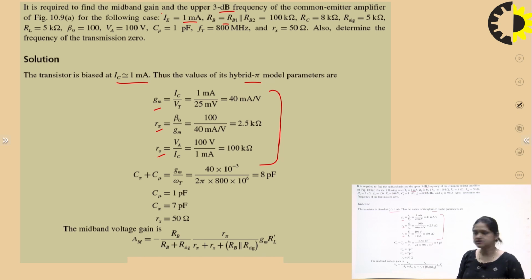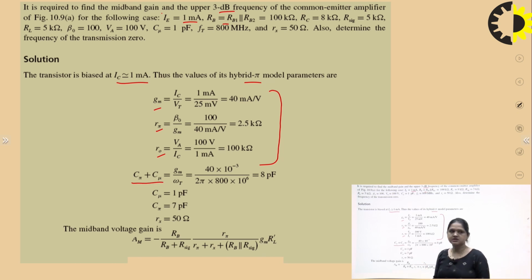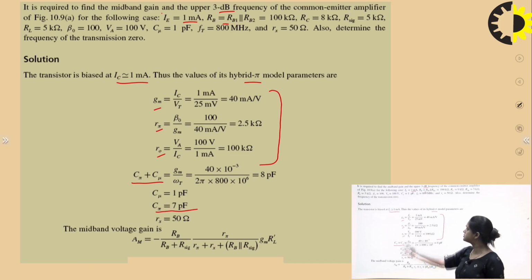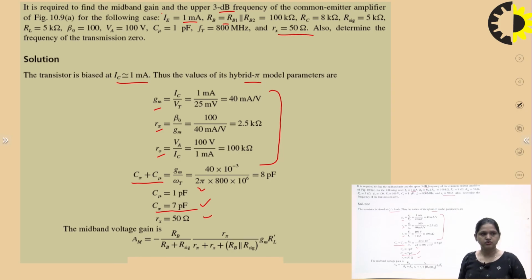At high frequency, we know there are two capacitances, C pi and C mu. Here C mu is given to you, and we know that C pi plus C mu is equal to gm upon omega t. By using this formula you can calculate the value of C pi, because C mu is given. So here are the values for C pi and C mu. Rx is given in your question, that is 50 ohms. So now you know all these values.